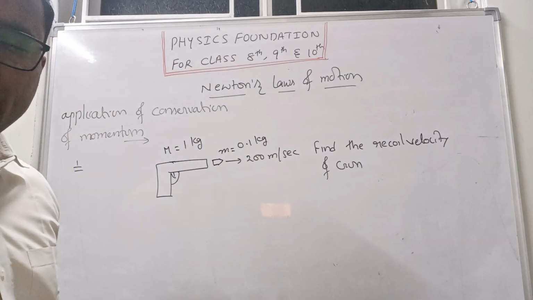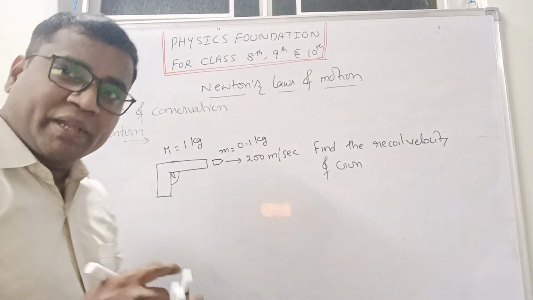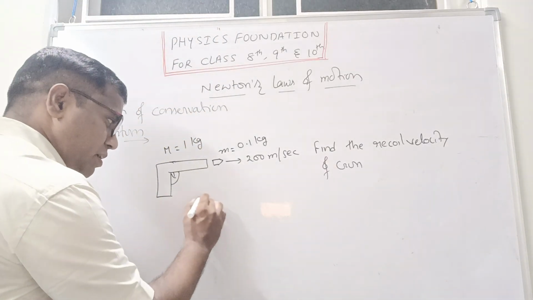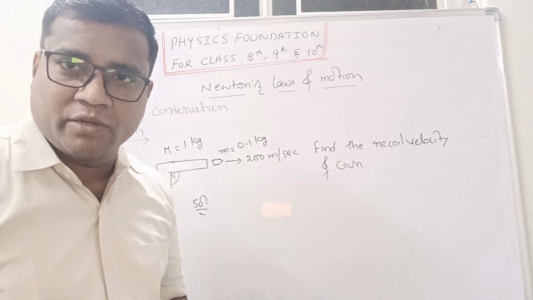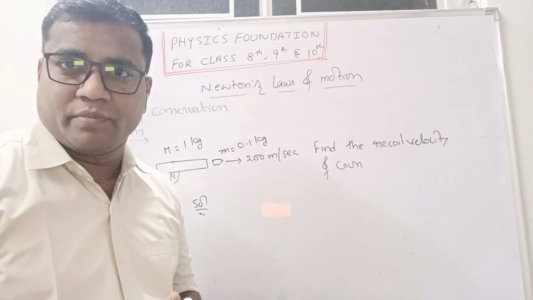Find the recoil velocity of the gun. Clear? Now see, there is no need to remember the formula. Here, we know that as there is no external force, momentum is conserved. So initial momentum is equal to final momentum.